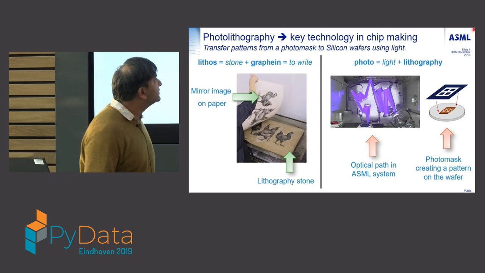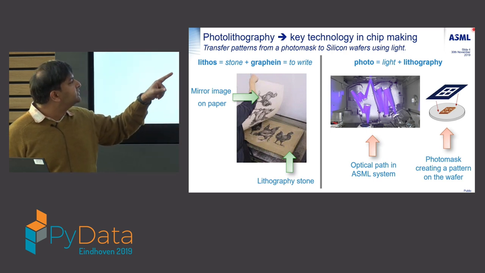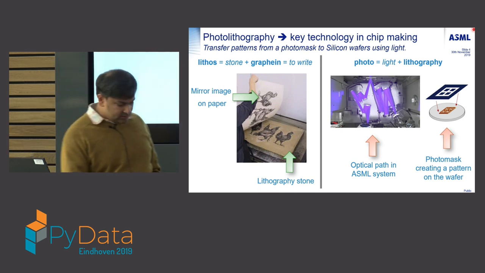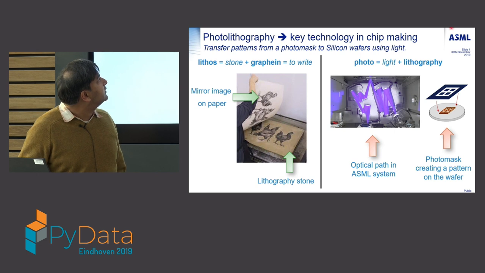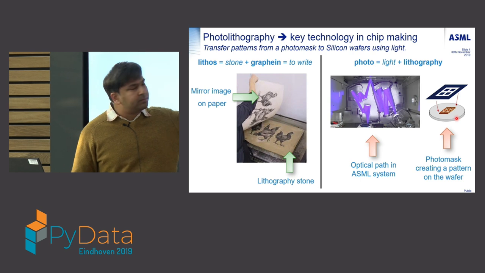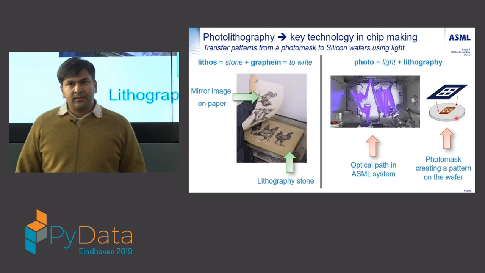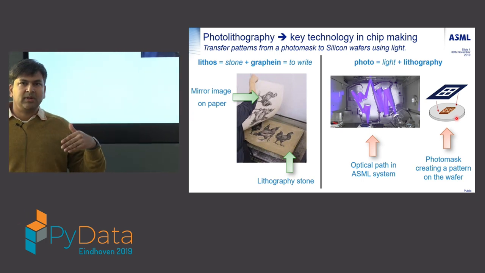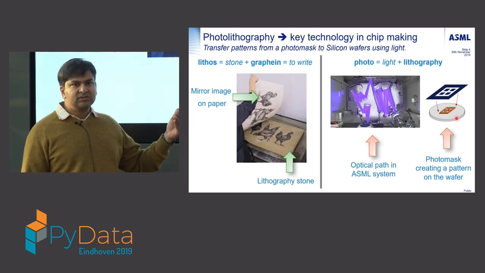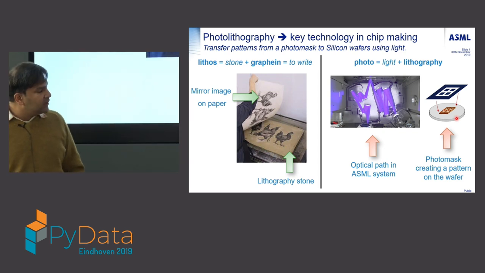To make an analogy, the light is like the ink, and the graphic is like the template, the photo mask, the one that is shown here. When you have light projected on this photo mask shown in the picture on the right, it allows light to pass selectively through it, such that what is exposed on the wafer is an inverse image of what the template is in the photo mask.